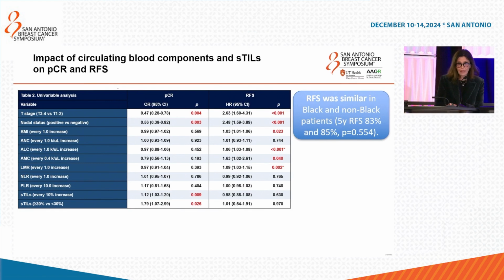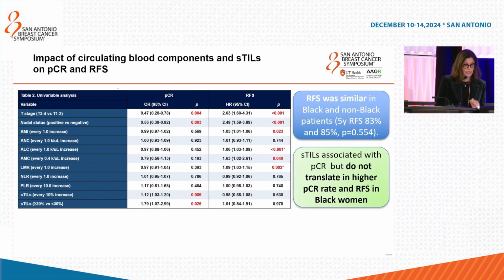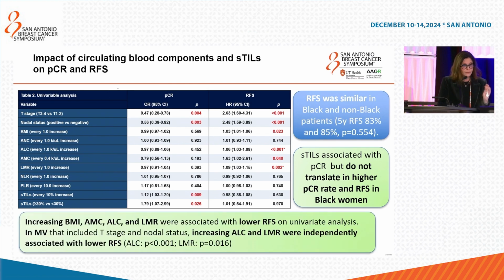When they look at the impact of circulating blood components and S-TILs on PCR and RFS, first of all, RFS was similar in Black and non-Black patients. The S-TILs, as I said, were higher, but it did not translate into a higher PCR rate or RFS in the Black women. In univariate analysis, BMI, absolute myeloid count, absolute lymphocyte count, and LMR were associated with lower RFS. But in multivariate analysis, it was increasing ALC and LMR that were independently associated with a lower RFS.